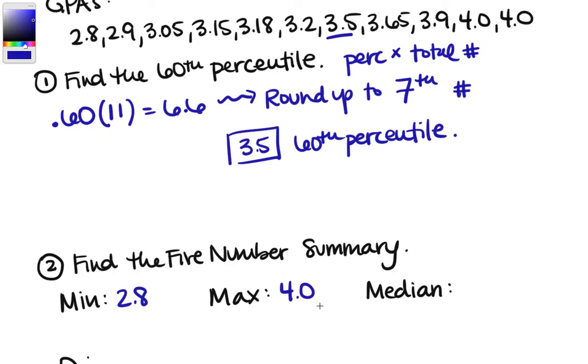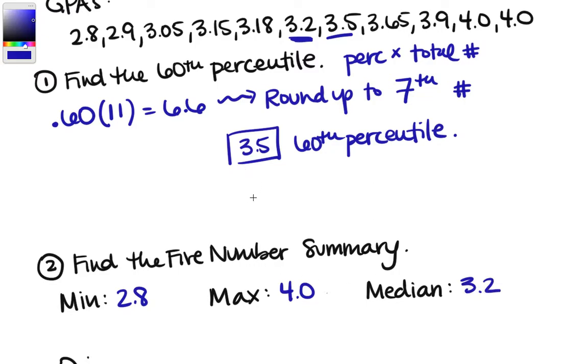And median is going to be the 50th percentile, or the one that's right in the middle. So we've got 11. If we split it in half, that's going to be the 6th one, 1, 2, 3, 4, 5, 6. So 3.2, there's 5 above it and 5 below it. It's right in the middle.